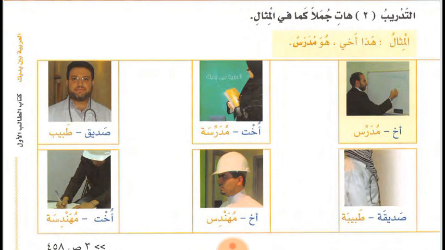Hazihi ukhti. Yes. هي مدرسة. Correct. هذا صديقي. هو طبيب. Correct. This is my friend. He's a doctor. Correct. هذه صديقتي هي طبيبة. Correct. This is my friend. She's a doctor. Yes. هذا أخي هو مهندس. This is my brother. He's an engineer. هذه أختي هي مهندسة. This is my sister. She's an engineer.